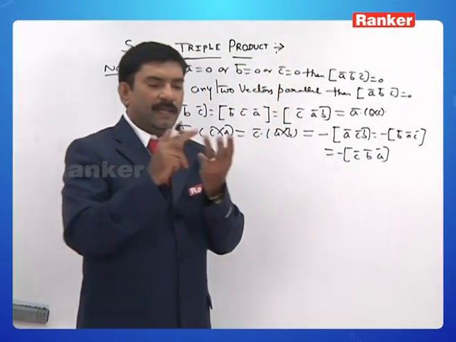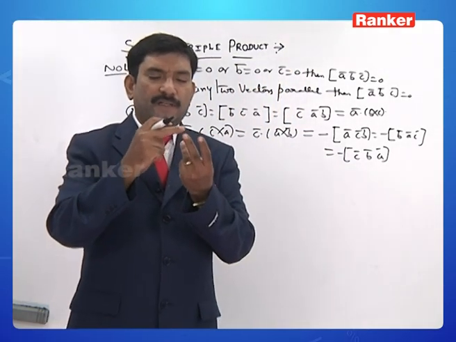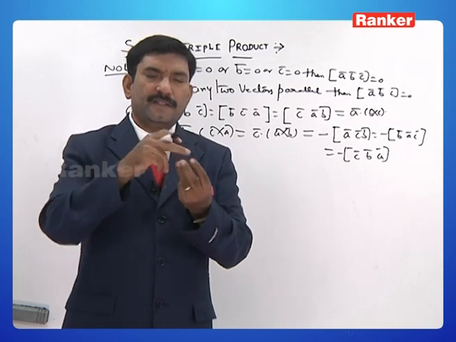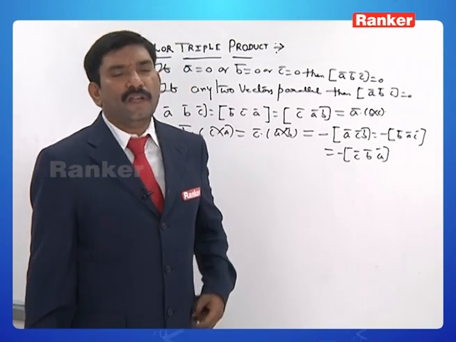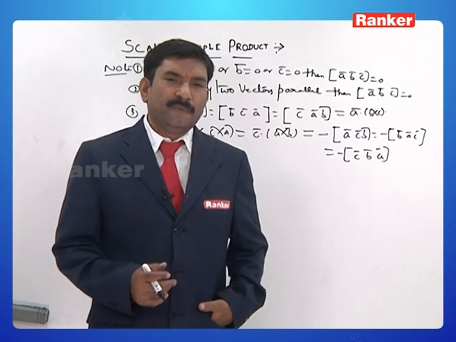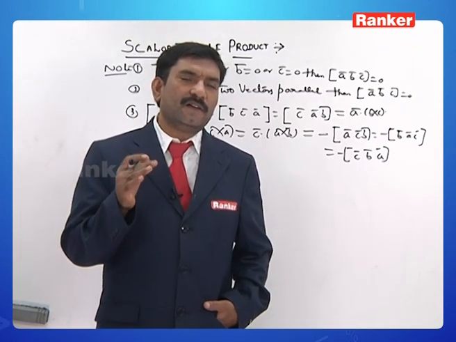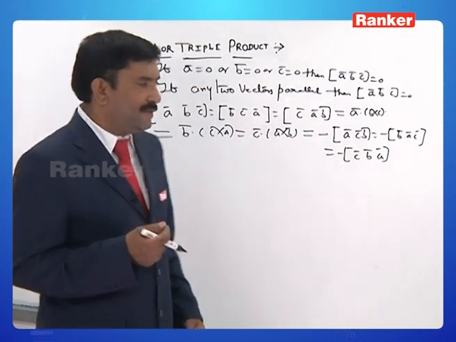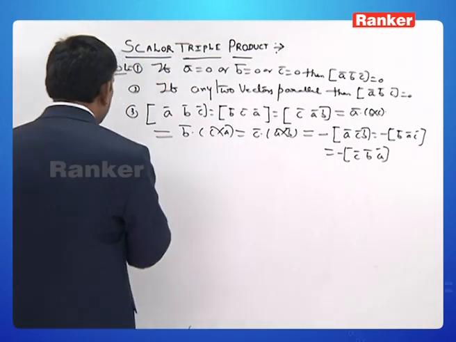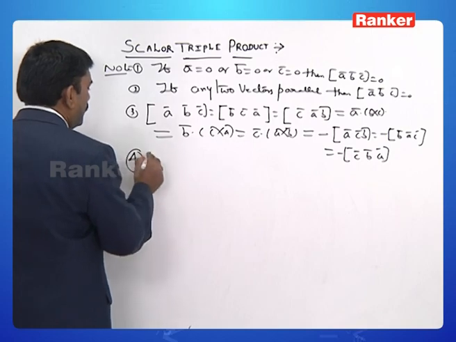After A, B, C, next B, C, A, next C, A, B. When they are interchanged in a cyclic order, the sign is unaltered. Without the cyclic order, the sign changes. So therefore, next comes the fourth property.